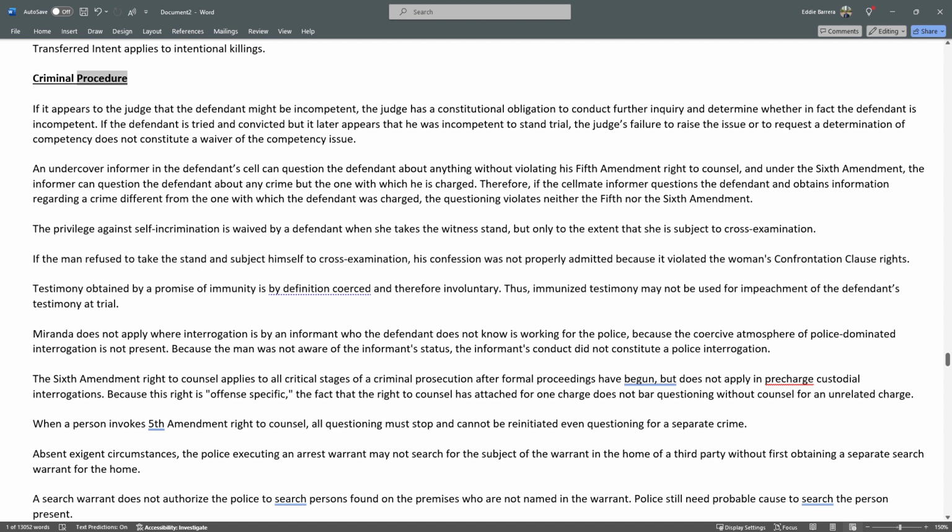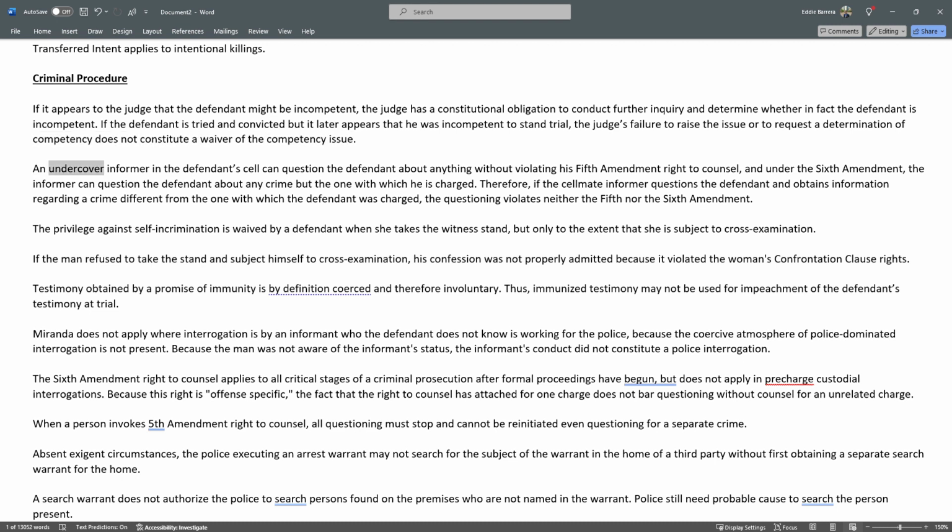Criminal procedure. If it appears to the judge that the defendant might be incompetent, the judge has a constitutional obligation to conduct further inquiry and determine whether in fact the defendant is incompetent. If the defendant is tried and convicted, but it later appears that he was incompetent to stand trial, the judge's failure to raise the issue or to request a determination of competency does not constitute a waiver of the competency issue.